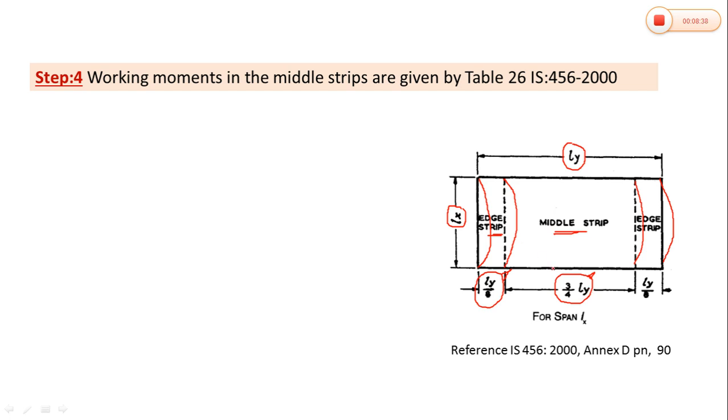So how do we get the working moment? The moment formula is also given in the IS code. That formula is Mx is equal to alpha x w Lx square. This value of coefficient alpha x we are going to calculate by referring to the IS code.